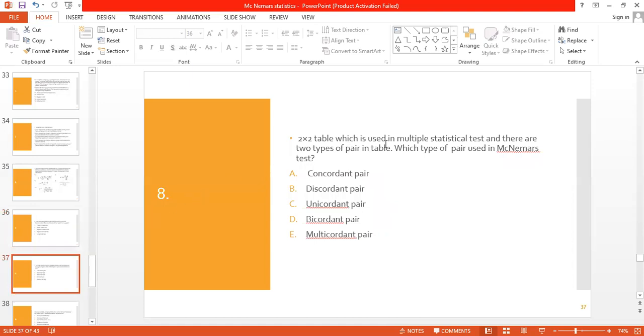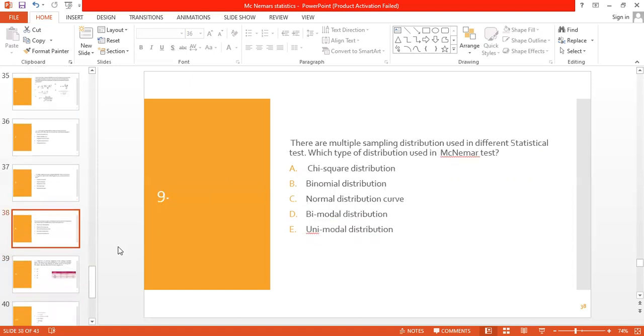The 2 by 2 table is used in multiple statistical tests, and there are two types of pairs in a table. Which type of pair is used in the McNemar test? Concordant pair, discordant pair, unicordant, bicordant, or multicordant pair? B, discordant, is the right answer. Discordant pair.